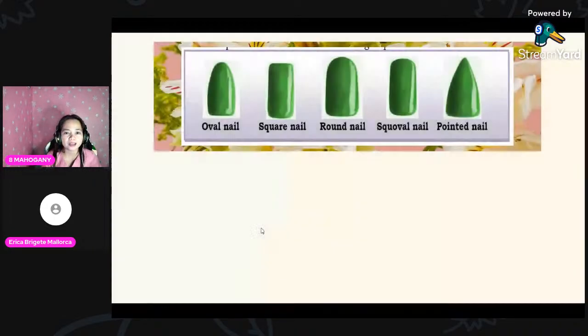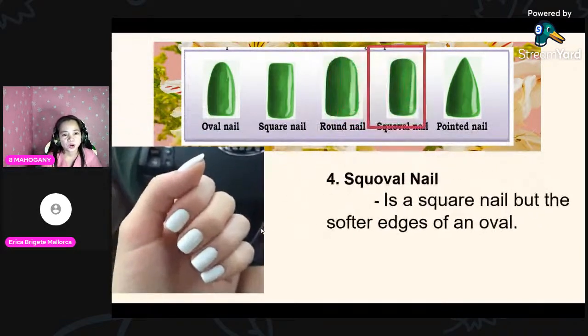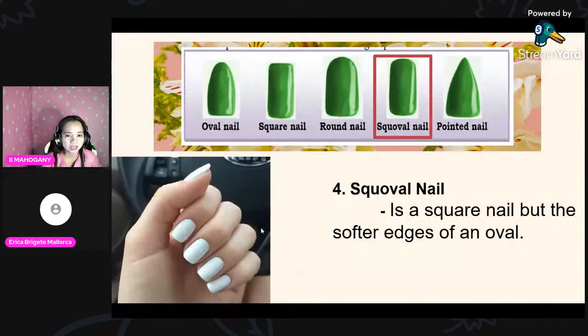Okay, how about the squoval nail? So, ito na yung squoval nail. It's a square nail but with the softer edges of an oval. Okay, malambot yung edges sa gilid. So, hindi siya masyadong totally square. So, kagaya po ng square nail, tingnan nyo po yung square nail, yung pagkakaiba sa squoval nail.